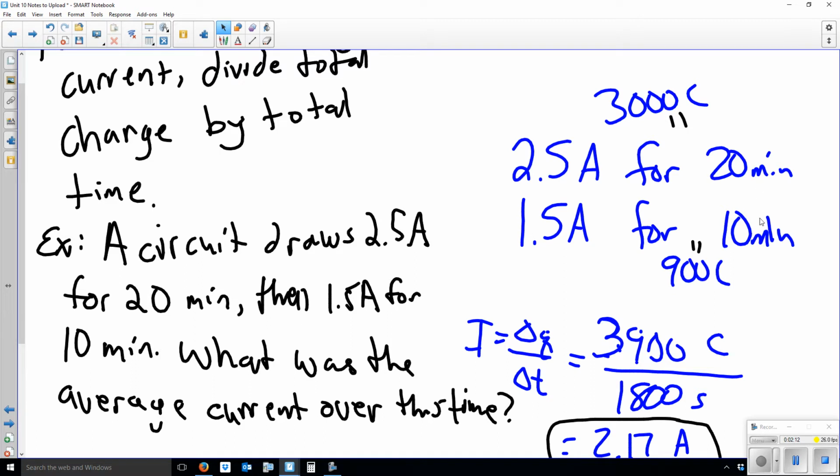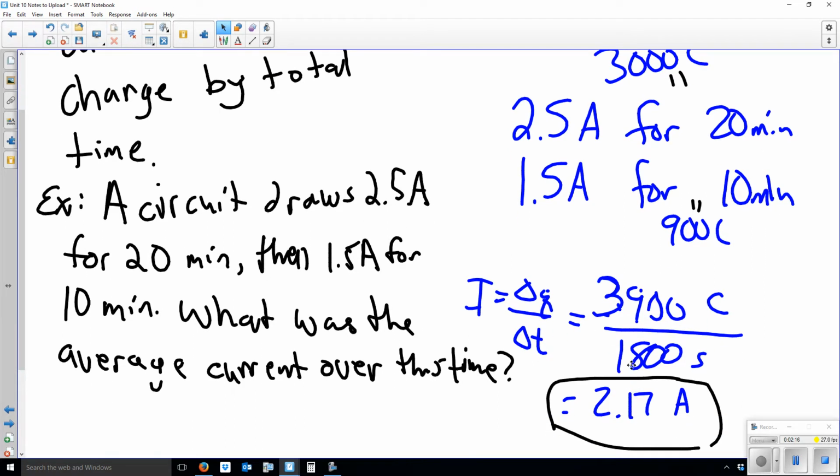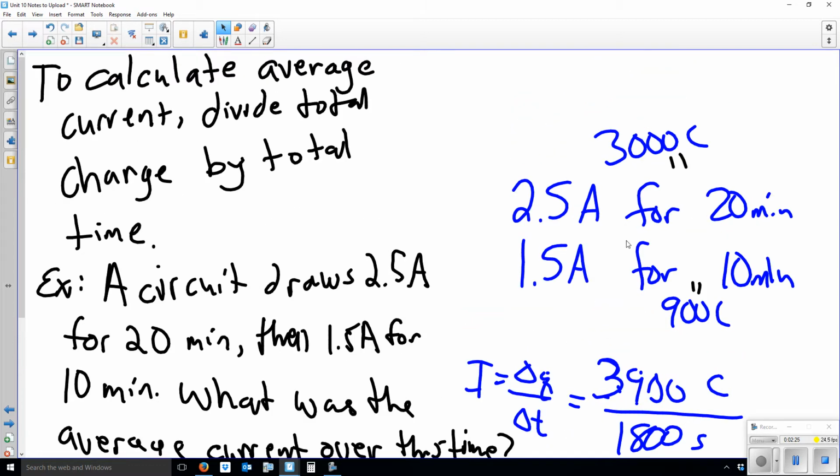The 30 minutes, which gets you 1800 seconds, divide it, and you get that as your final answer. So if it's average, you can also take a ratio. You can weight those two values differently. You could do 2.5 times 2 plus 1.5 times 1, and then divide it by 3 to get that number as well. It's just a different way of looking at it.